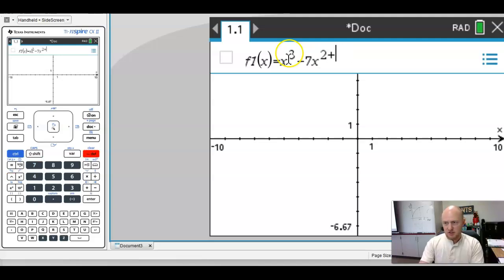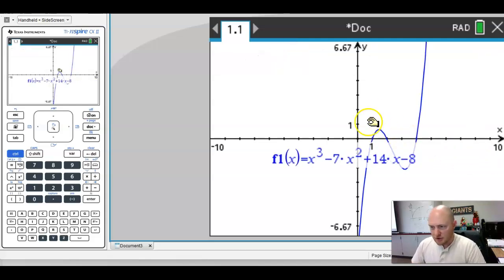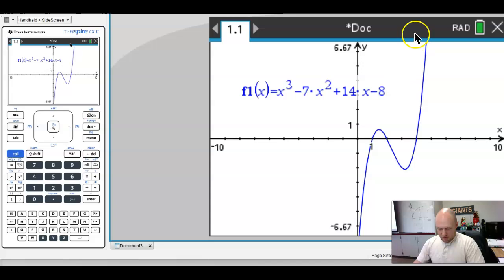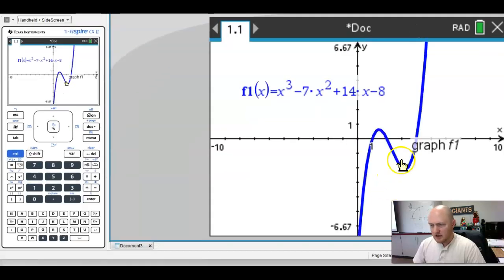Plus 14. Oh, got to get out of the exponent. Plus 14x minus 8. And here's our function. So they ask us here, on what intervals of t is the rate of change of h positive? Well, that's going to start down here. Rate of change is positive where it's increasing. And it's going to end right here.